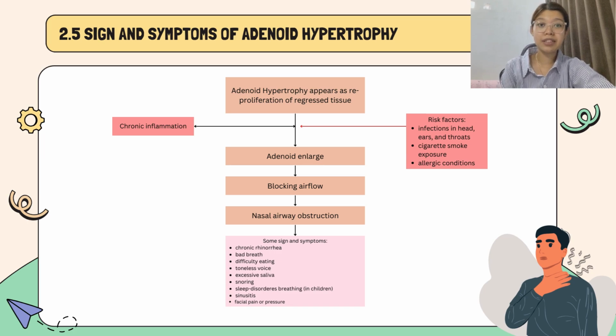At this moment, I will explain to you about the signs and symptoms of adenoid hypertrophy. Pathologically, adenoid hypertrophy appears as a process of reproliferation of rigous tissue and is associated with chronic inflammation.